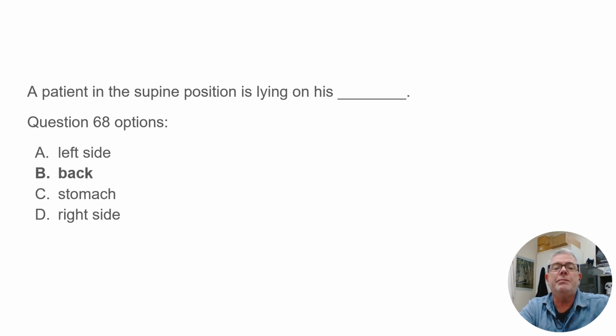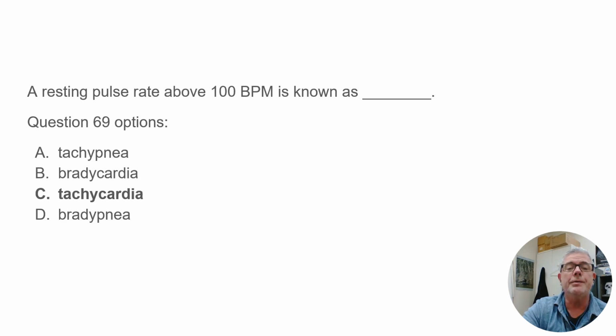Patient in the supine position is lying on the back, face up. On the left side would be considered lateral recumbent. If they're laying down on their stomach, that's usually considered the prone position, and you really don't ever want to have a patient in that position because it can cause airway compromise. Right side can be used as well. We would still call that lateral recumbent.